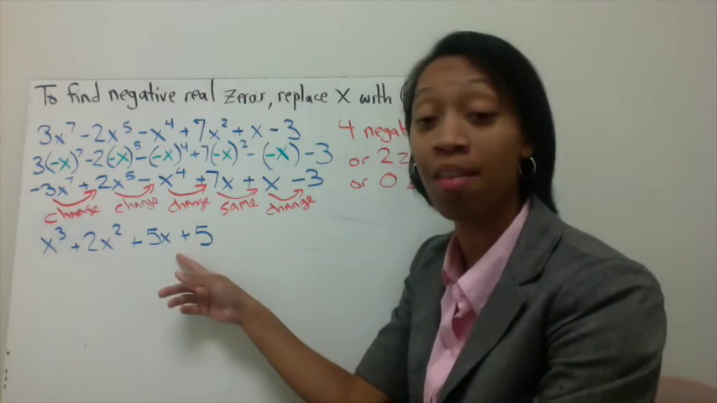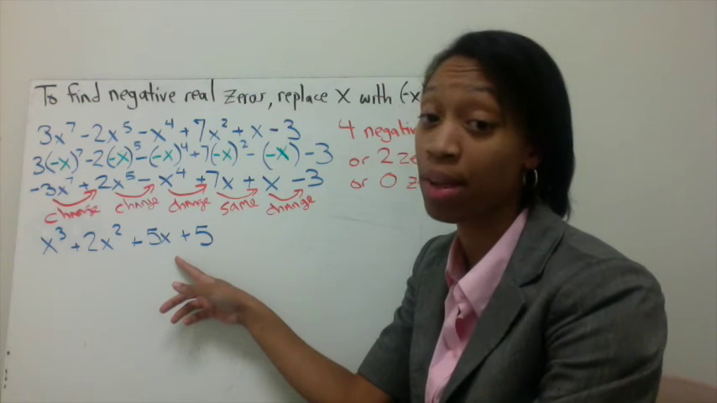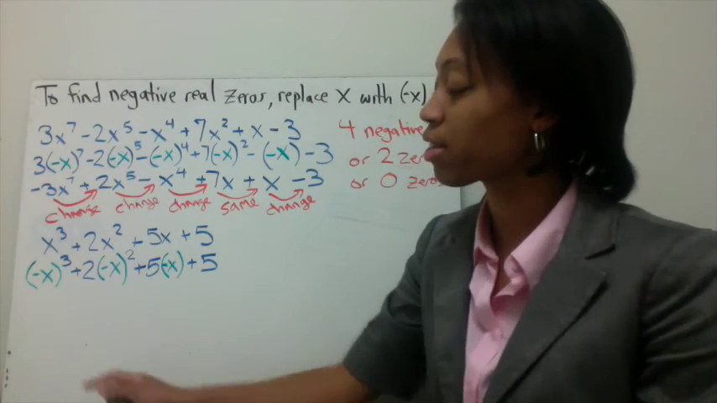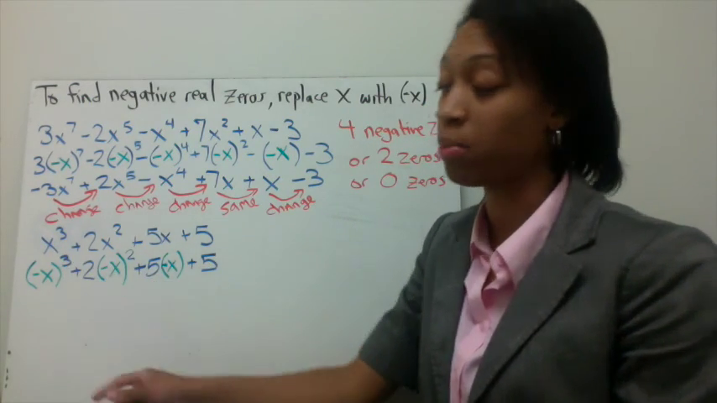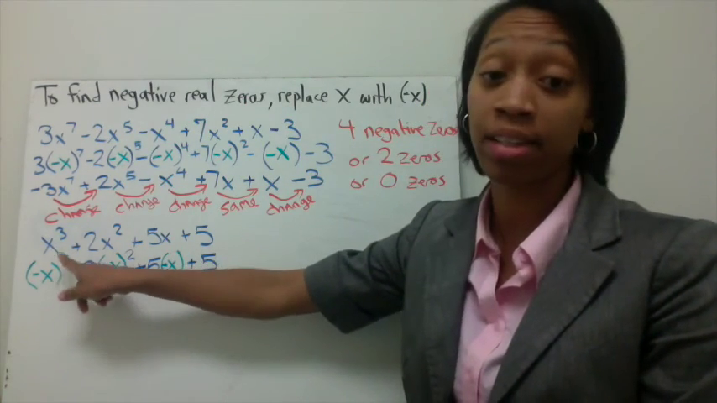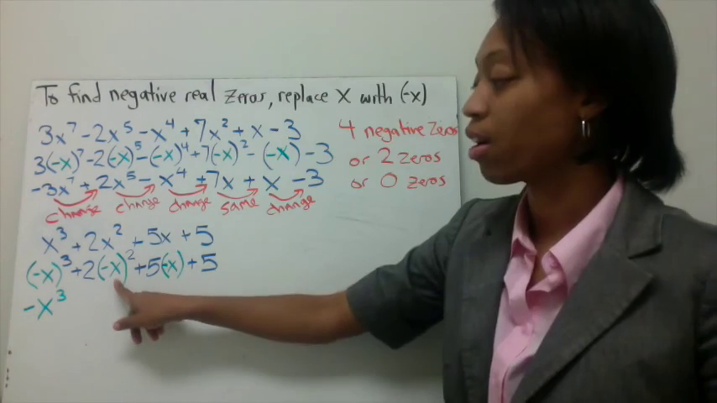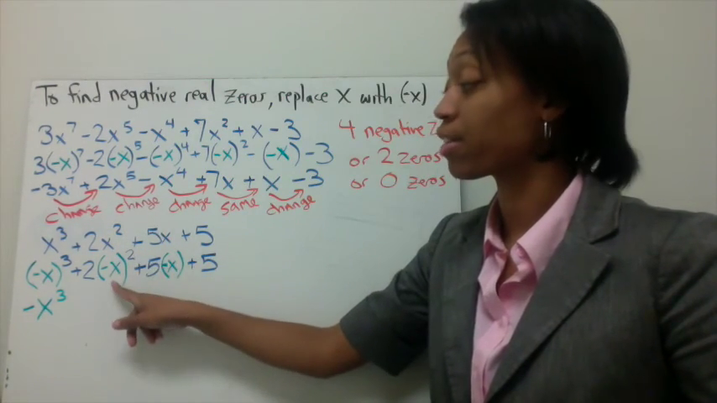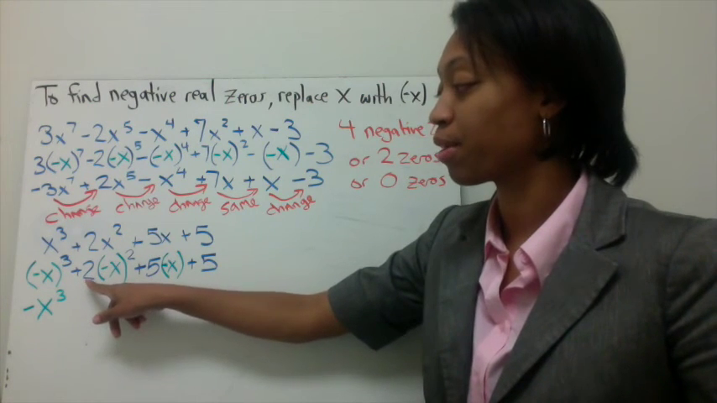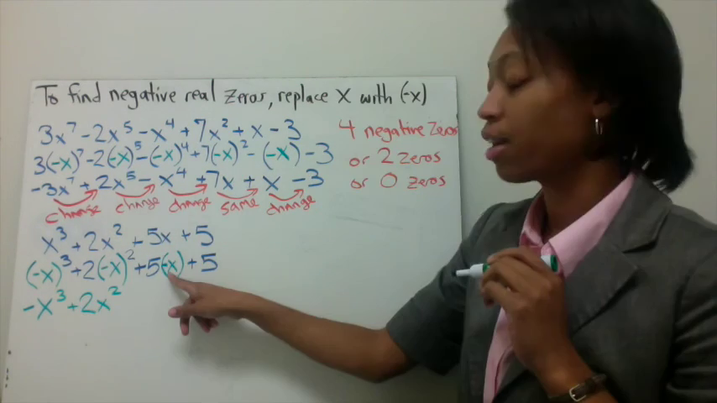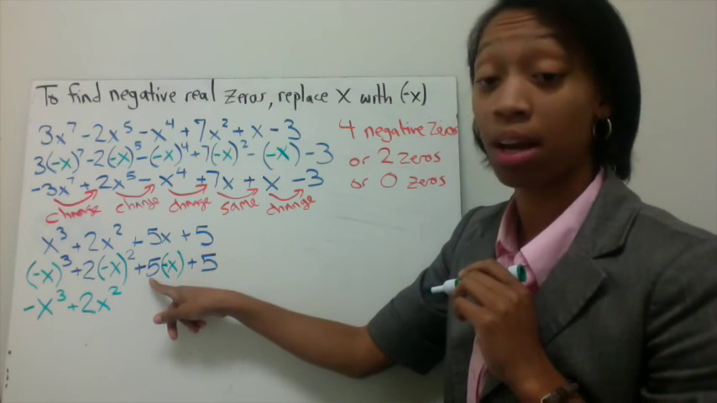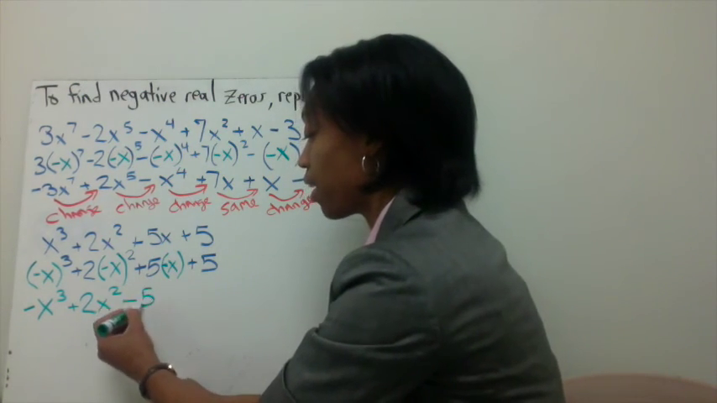Let's go through this problem, and everywhere that there's an x, let's replace x with negative x. I've replaced all the x's with negative x. Negative x cubed gives me negative x. Negative x squared, it's an even exponent, so that turns to a positive. So I just have positive 2x squared. This negative does not have anything to make it cancel out. It's just negative x times 5, so that's minus 5x.